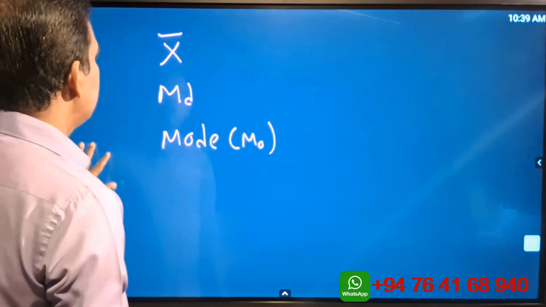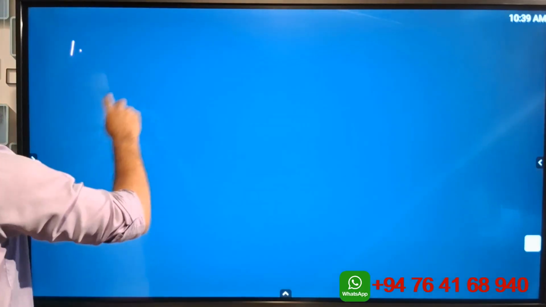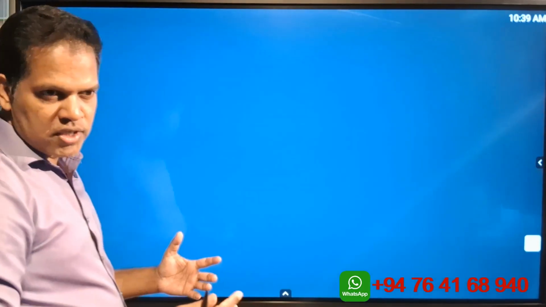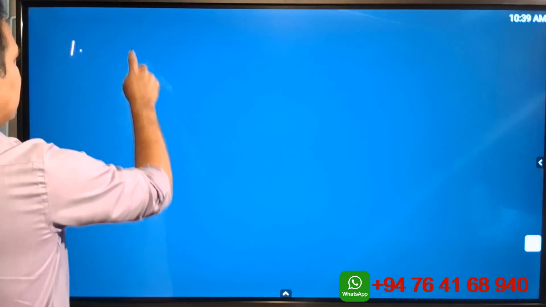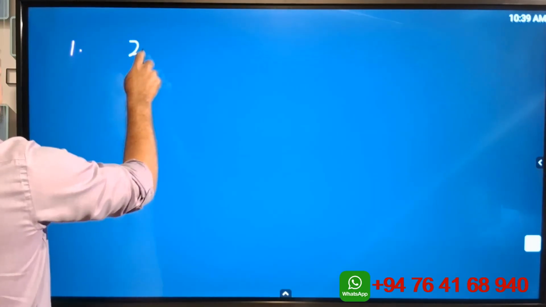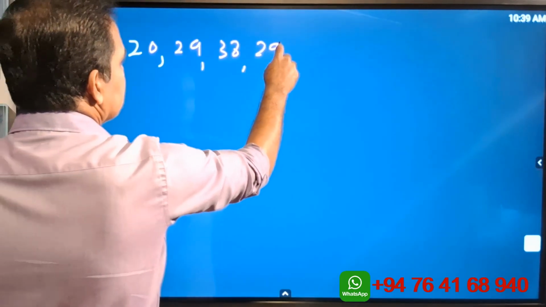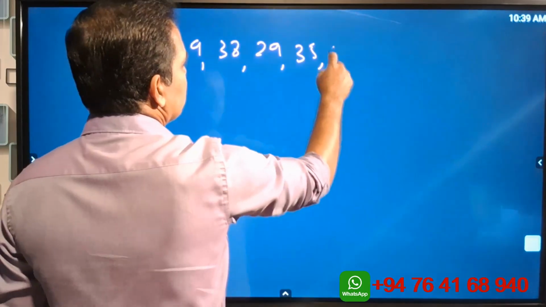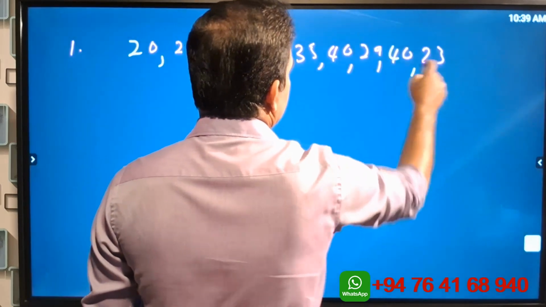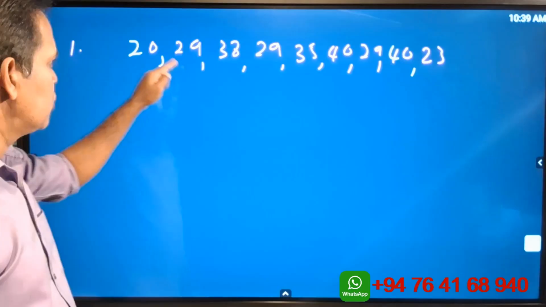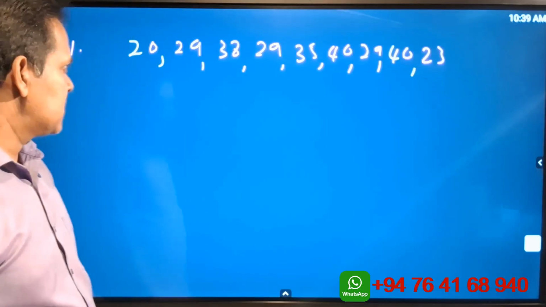Okay, how do you calculate the mode? What is the mode? Let me give a very simple example. My first example is the marks of some students, a very small class. They take these marks: 20, 29, 38, 29, 35, 40, 29, 40, 23. Look at this: 1, 2, 3, 4, 5, 6, 7, 8, 9. In this class, 9 students are there.